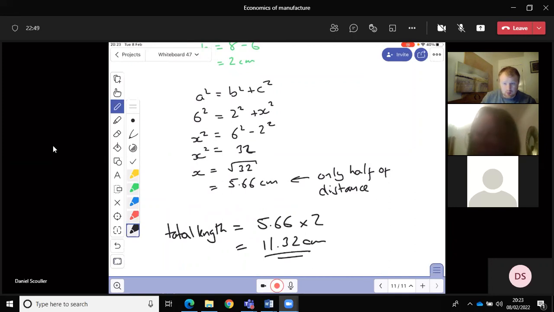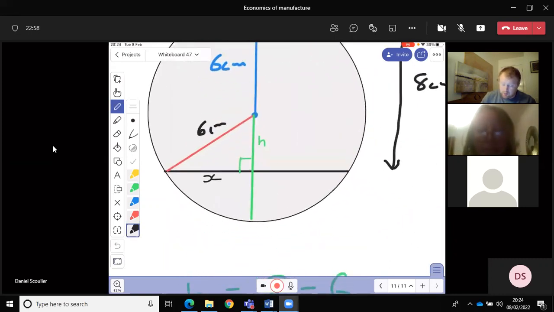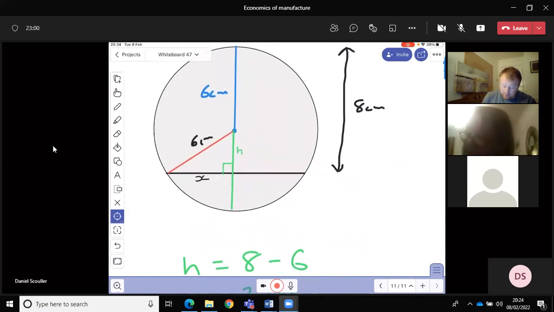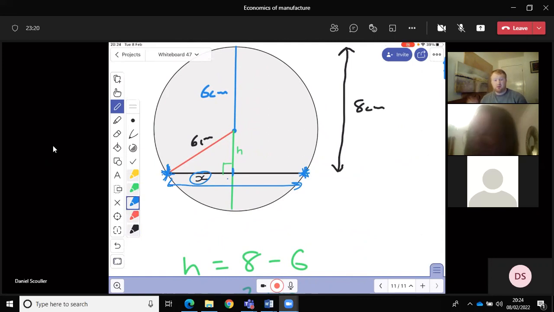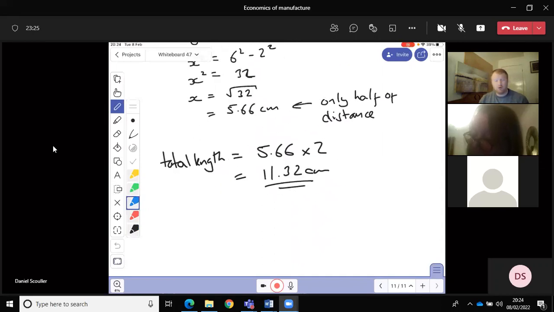Let's just go up to the diagram and have a wee look at what we've worked out. If anyone's still copying that, give me a shout. The question's asking the distance between that point there and that point there, so that full length. What we've established is x. X we know is half the chord length, so 2x is going to be the full chord length. So 11.32 centimeters is the length of that chord.